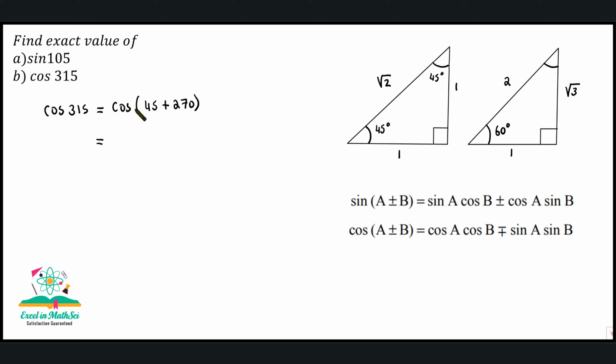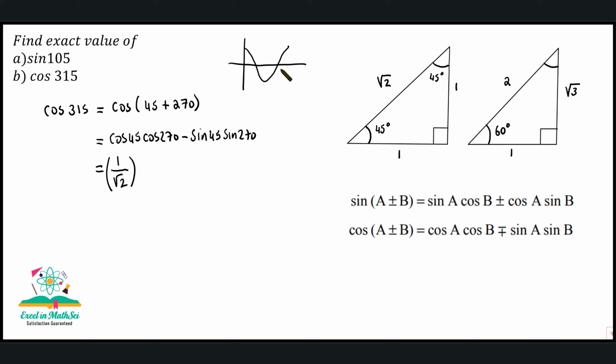So in other words, this would be cos of 45 cos of 270 minus sine 45 sine of 270. Now cos of 45, we already know that is 1 over root 2, so we can get that from our exact value triangle. And the cos of 270, if you think of the cos graph, these are values you, as a higher student, must know, okay? The cos of 270 is 0.